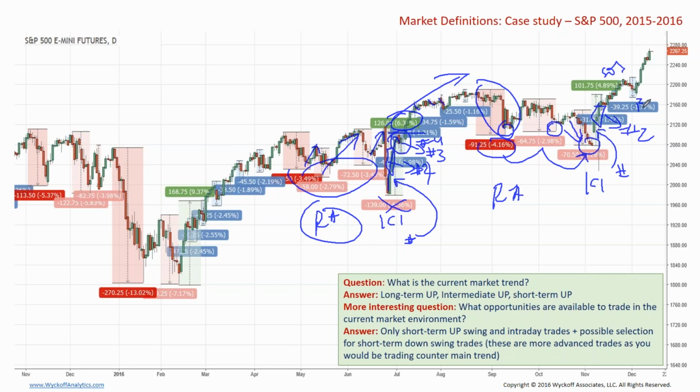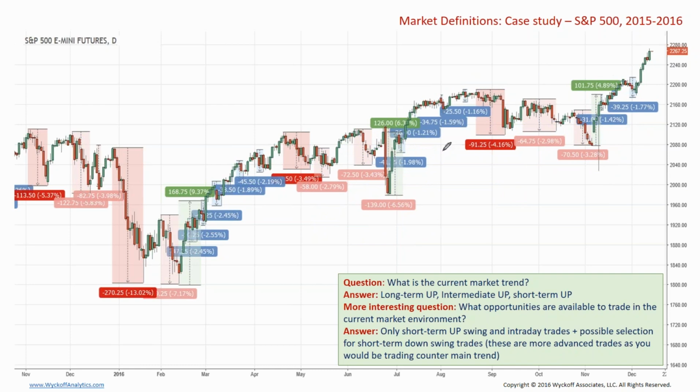Sign of strength in the backing up action right here, or a smaller sign of strength in the backing up action. So you could enter again right here, and then any smaller reactions are still in line with the idea of reaccumulation and the confirmation of the uptrend. So therefore, a question: what is the current market trend? In this case, we are saying that the long-term trend is up, intermediate trend up, and at this point, a short-term trend is up as well.